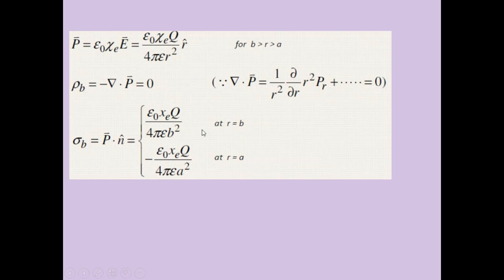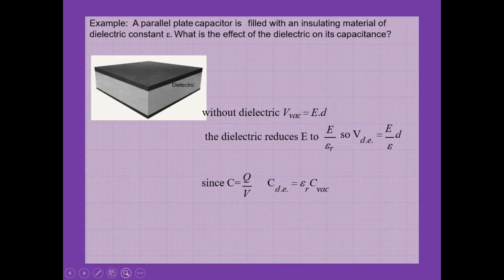Let's look at another one before we run further. A parallel plate capacitor is filled with an insulating material of dielectric constant. What is the effect of the dielectric on capacitance? Without a dielectric, V vacuum is equal to E dot d. The dielectric reduces the E to E all over the relative permittivity, or dielectric constant. So V is equal to E d all over the dielectric constant. So the capacitance is Q all over V. So we now have it as this.